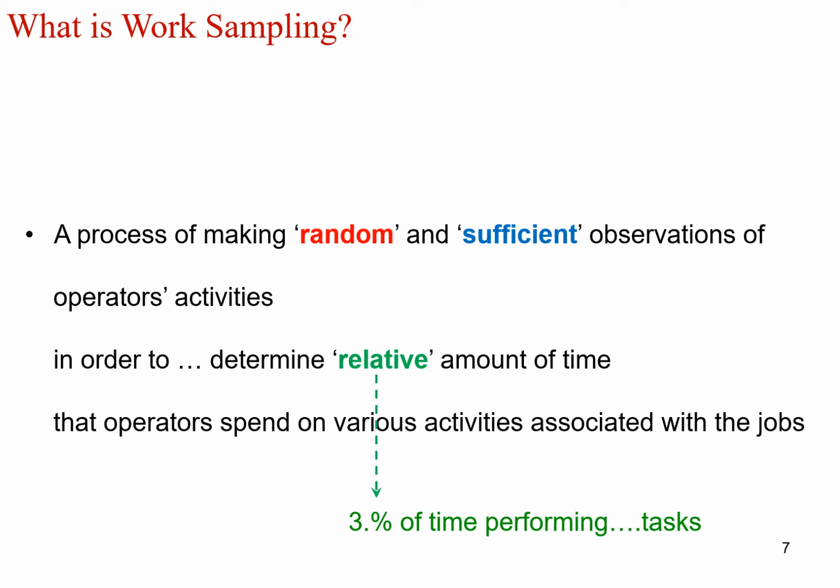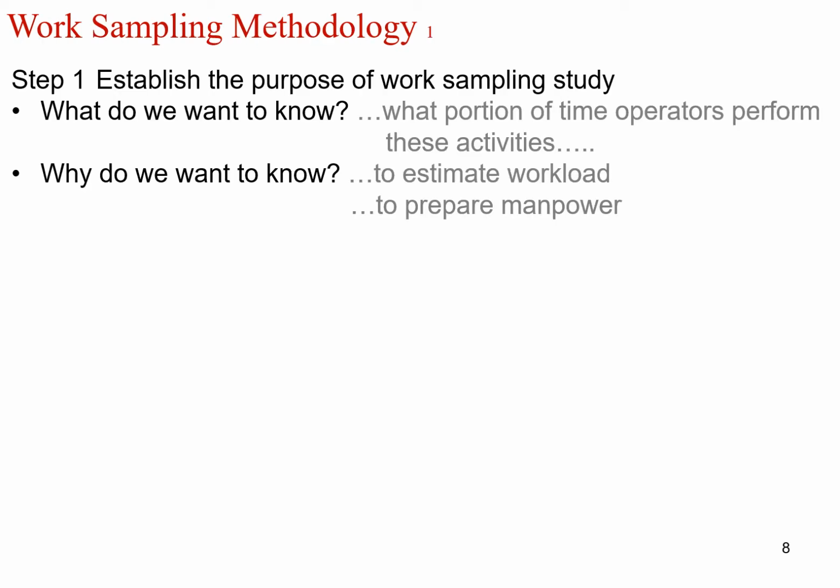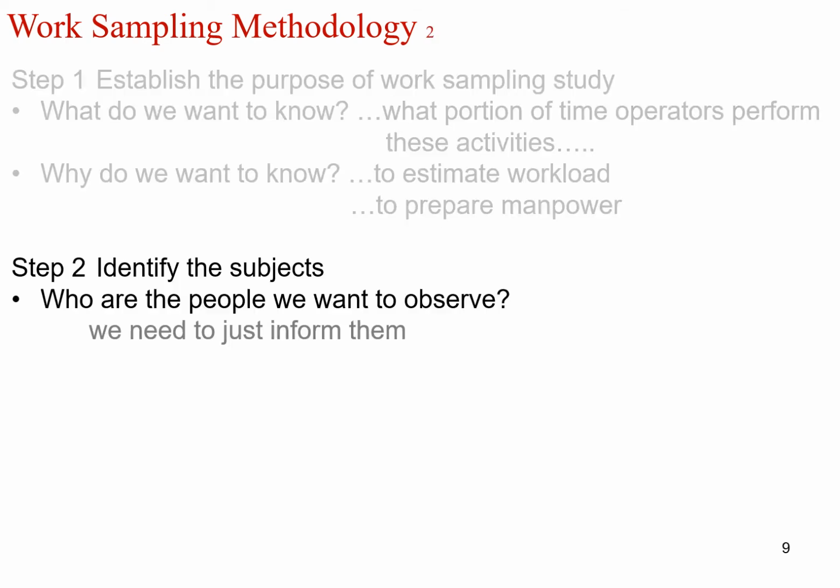examples first. Step 1. We need to understand or establish the purpose of the work sampling study. What do we want to know? What portion of time operators perform certain activities? Why do we want to know? Usually to estimate how busy our operators are. If they are getting too busy, we may need to increase manpower.